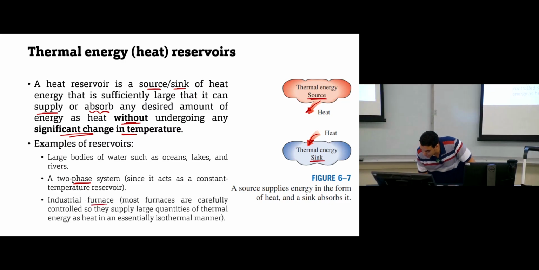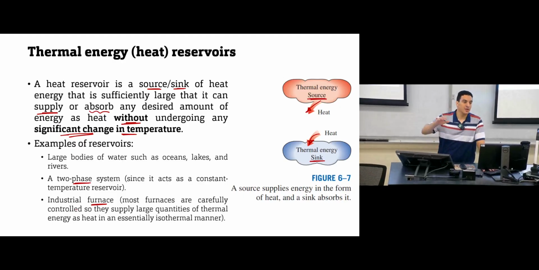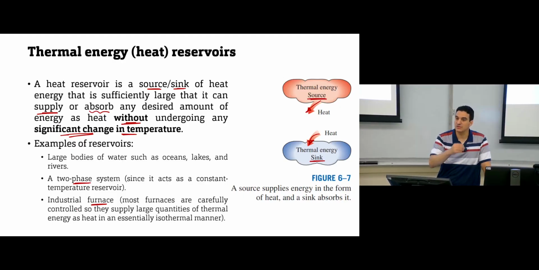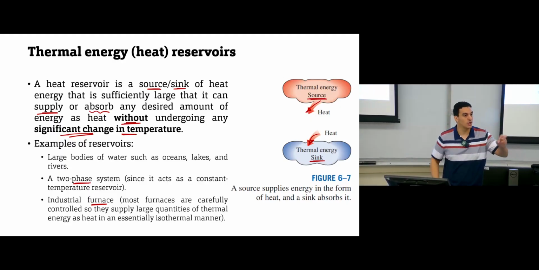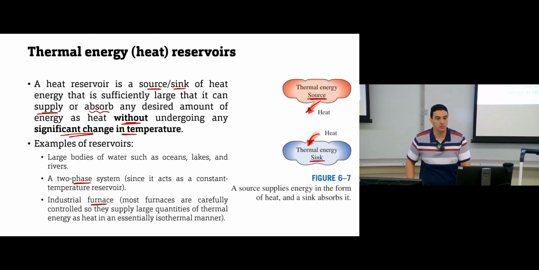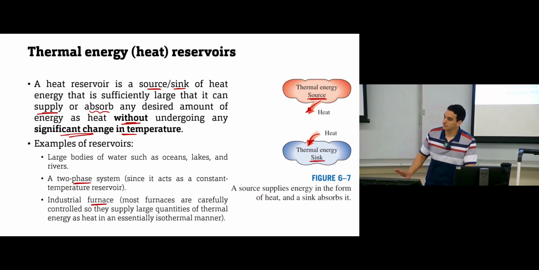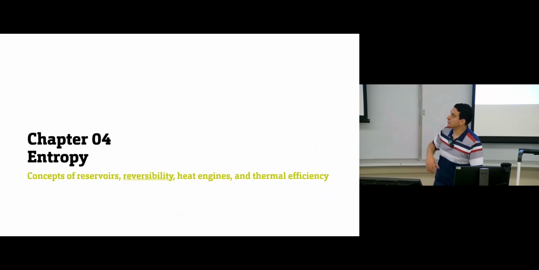If you have an industrial furnace, these are controlled in order to maintain the temperature at a constant value. So it gives a huge amount of heat, but at the same time we have a control system to maintain the temperature constant. So this is also considered a reservoir. So any system that gives heat or absorbs heat without showing significant change in its temperature, this is called what? A reservoir. So far is it clear? Clear? Awesome. So this is the first part, or the first concept we need to understand.